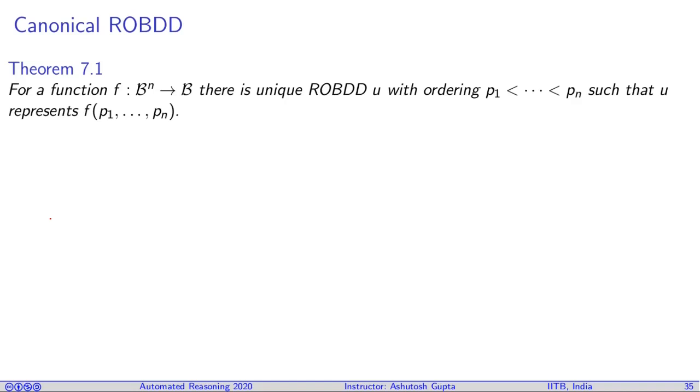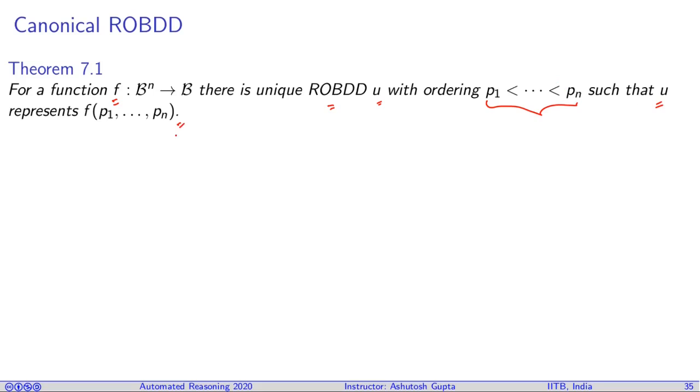Now, if you think a bit more, you will find that this is a canonical representation of Boolean functions, and that's very interesting, and it gives us a lot of interesting applications of ROBDDs. So let's first prove this theorem. What this theorem says is that if I give you a function f, there is a unique ROBDD u with a given ordering. So if you change the ordering, the uniqueness does not hold. It's for a particular given ordering of variables that you have uniqueness, such that the ROBDD represents your formula f.